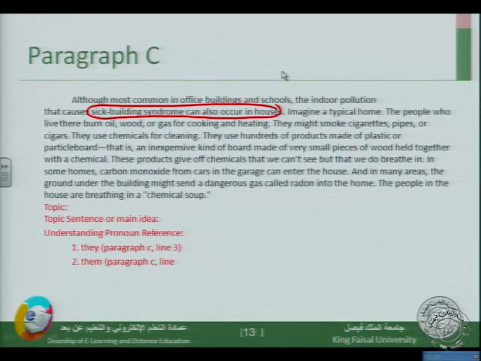So we have, it's right here. They might smoke cigarettes, pipes, or cigars. They use chemicals for cleaning. Who are they? Let's go back to the last sentence, right here. Imagine a typical home. The people who live there burn oil, wood, or gas for cooking and heating. They, who are they? The people smoke cigarettes and pipes, hookahs. So they refers to people.